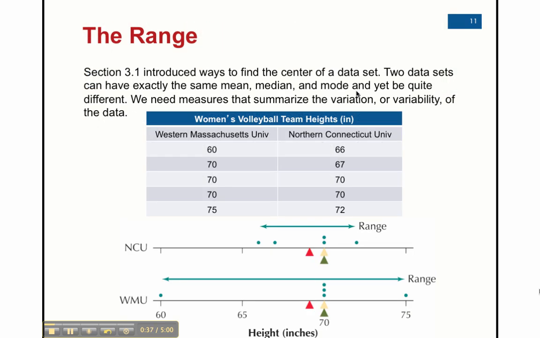So we introduced the range first, but the first point that the book wants to make with these visuals and these data values is that these two women's volleyball teams, Western Mass and Northern Connecticut, have exactly the same mean, median, and mode. You can see the same red triangle as the mean, the median, and the mode are all the same at 70. So they're exactly the same for the two data sets. But notice the Western Massachusetts University heights have a much larger spread because they have a height at 60 and a height at 75, while the range and spread of the Northern Connecticut team is much smaller. So while some data sets may have the exact same mean, median, and mode, that doesn't mean the data sets are equal.